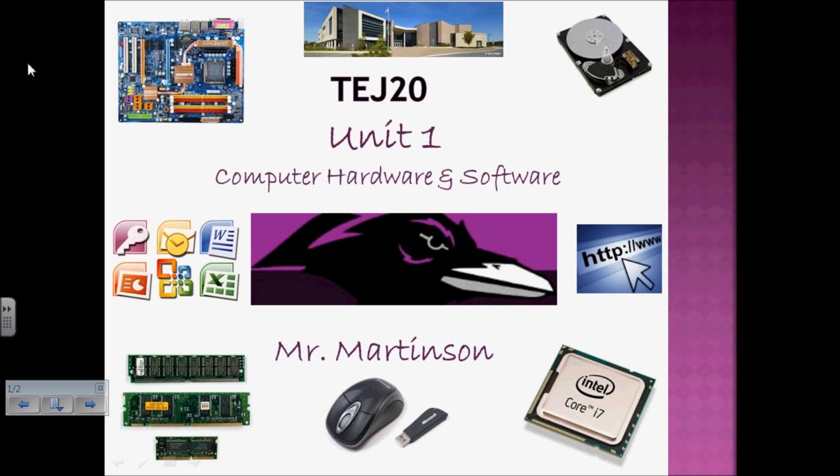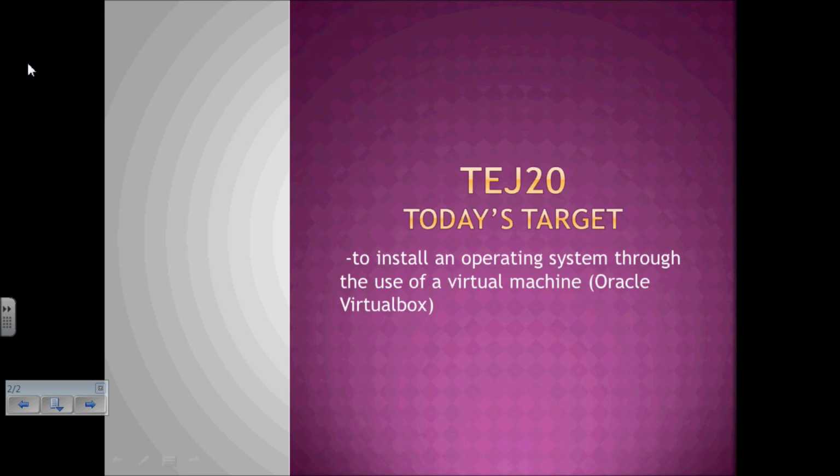In this lesson today we're going to take a look at operating systems and we're going to have you install an operating system. So that will be today's target. In order to install an operating system on your machine, we're going to first install something called a virtual machine. And the one we're going to use for that is called Oracle Virtualbox. So we're going to download that software.